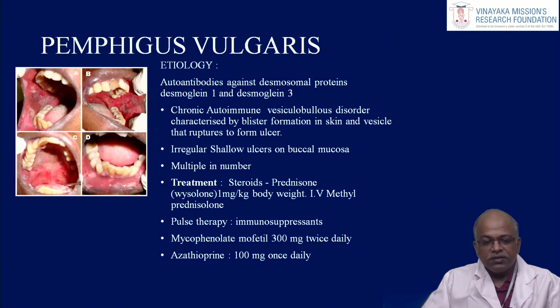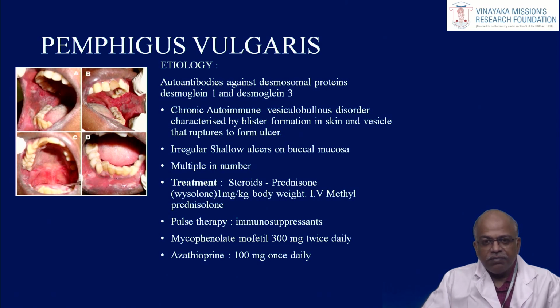Pemphigus vulgaris is another autoimmune disorder that affects the desmosomal glycoproteins, namely desmoglein 1 and 3, which are targeted in the oral mucosa and the skin. It's a chronic autoimmune disorder characterized by blister formation, which easily ruptures due to the flaccid bullae that occur on the skin and rupture to form ulcers. They are usually multiple ulcers, usually affecting the buccal mucosa.